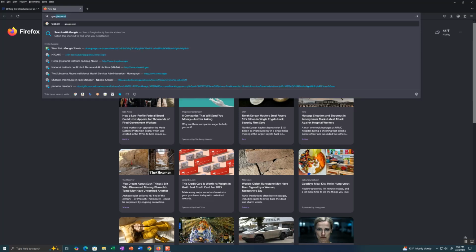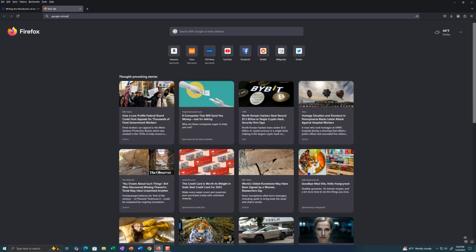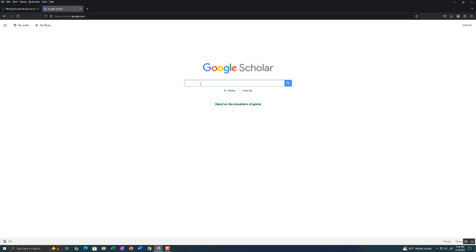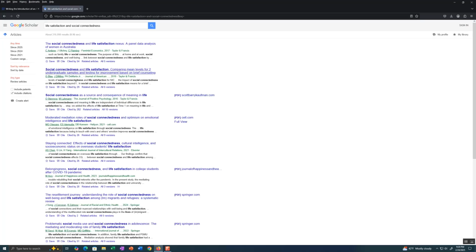So let's do Google Scholar since it's the easiest. And then you just type in life satisfaction and social connectedness, and you got a whole bunch of articles. Make sure you use the ones that are available. So if you don't see anything next to it here, that means you might have to pay for it. Do not pay for anything. Like this one doesn't have a link, so this one might not have it.